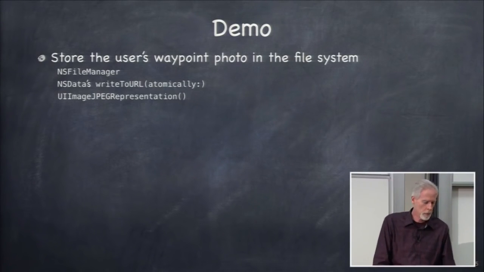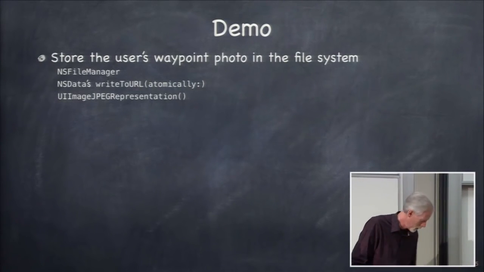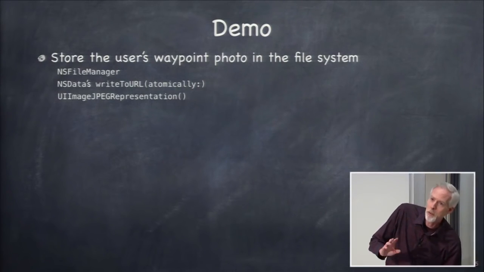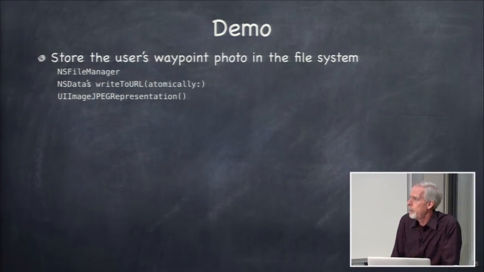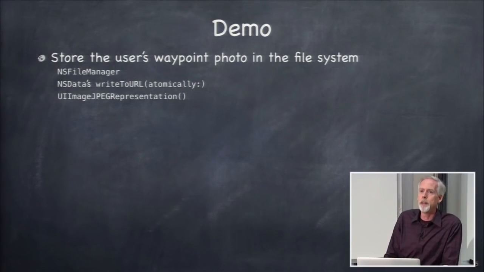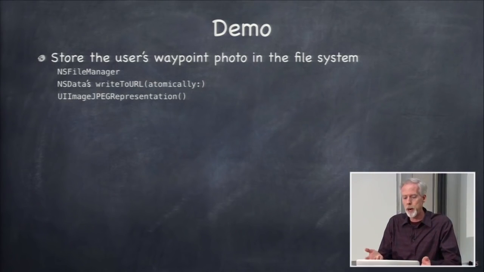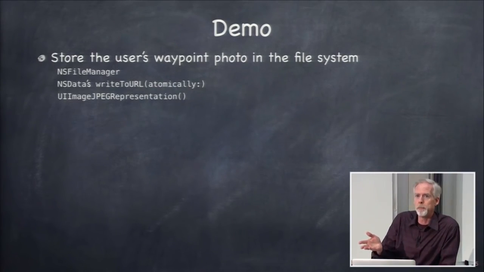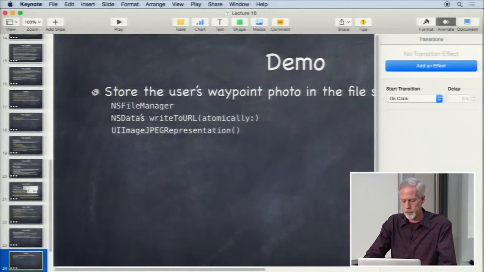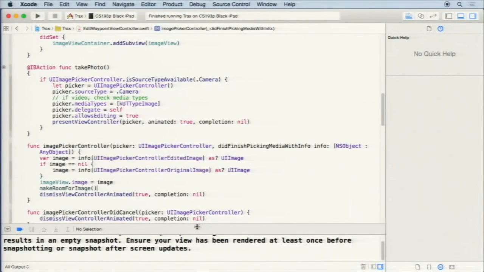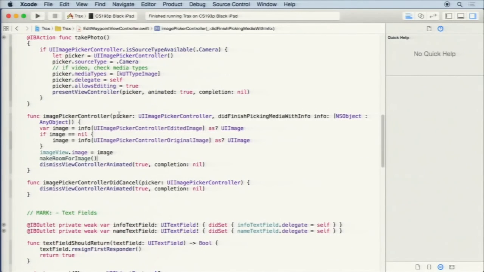All right, so the demo that I'm going to do, I'm not going to demo Core Data. Don't have time for that. So I'm just going to demo the file system piece. And we're going to do that by making our waypoint store the image that we took with the camera as a JPEG in the file system. And then we'll have a URL to it. We can update the waypoint. And our new edited waypoints will work just like the ones that come in a GPX file.